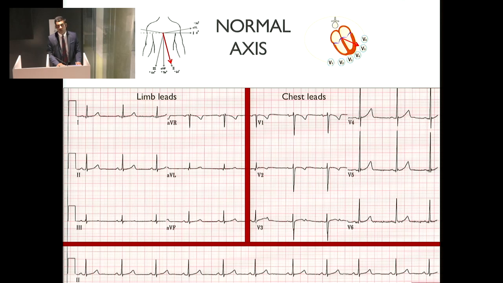At the bottom of the screen is the rhythm strip generated from 10 seconds of lead 2. To calculate the heart rate, simply multiply the number of QRS complexes seen here in 10 seconds by 6 to get the number of heartbeats in 60 seconds.